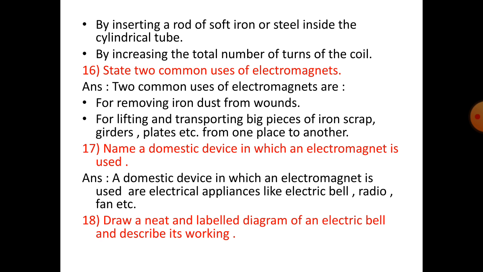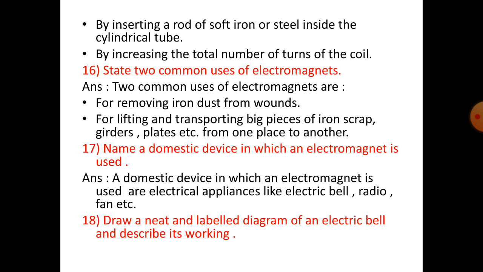16. State two common uses of electromagnets. Two common uses of electromagnets are for removing iron dust from wounds, and for lifting and transporting big pieces of iron scrap, grinders, girders, plates, etc. from one place to another.